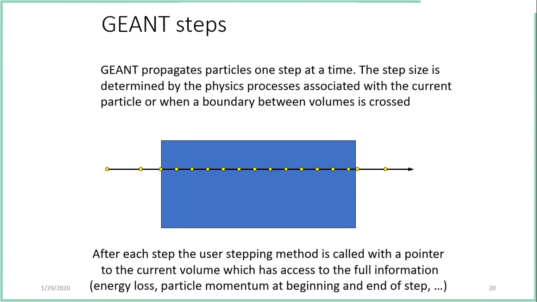After each step, the user stepping action is called, basically with a pointer to the current volume. And with that step, you have access to the full information of that particle. You've got the energy loss, particle momentum at the beginning, at the end of the step. So this is basically what gets handed to you in your stepping action. Okay, so what do we do?